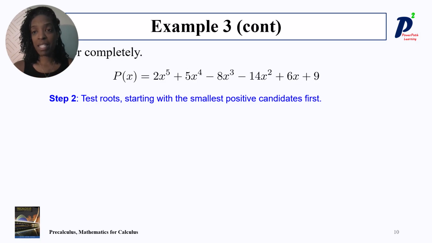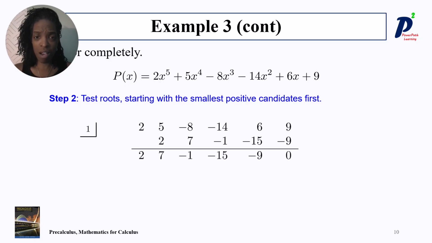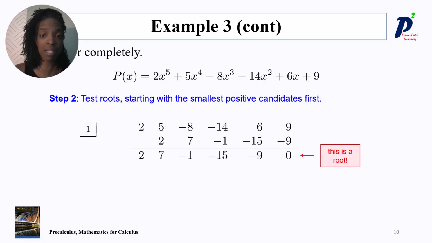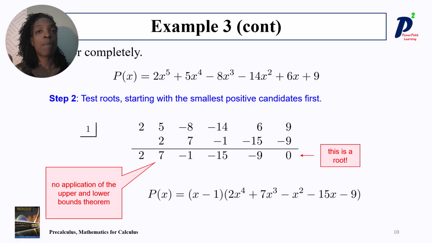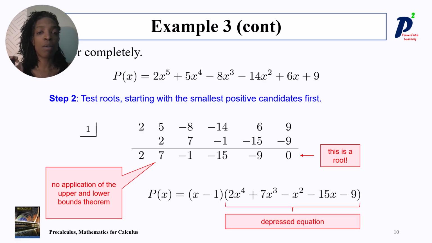For my next one, I'm going to test x equals 1. So after performing synthetic division, oh my gosh, great, the remainder is 0, so this is a root. But I also want to check my quotient and remainder line to see is there any information, and there isn't. Again, no alternating signs and no completely non-negative entries. So we have 1. I'm just going to write my new polynomial that has my new factor and then my depressed equation, which is coming from my synthetic division.